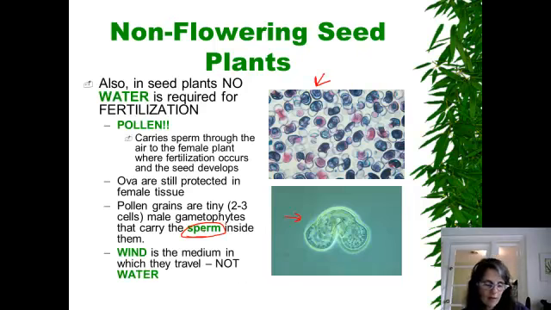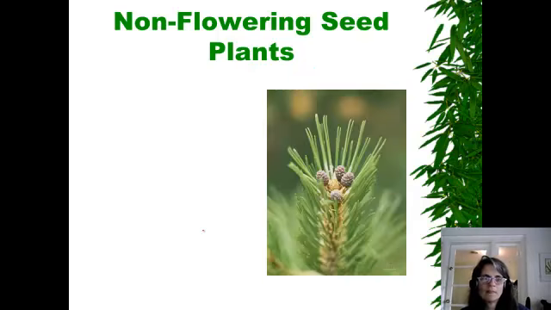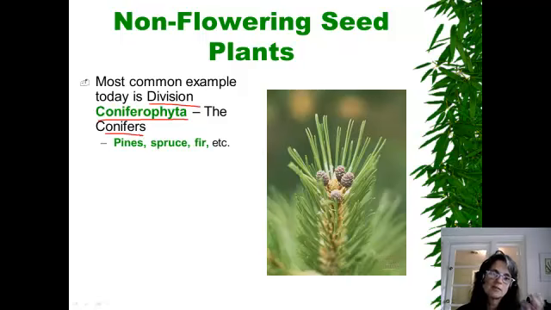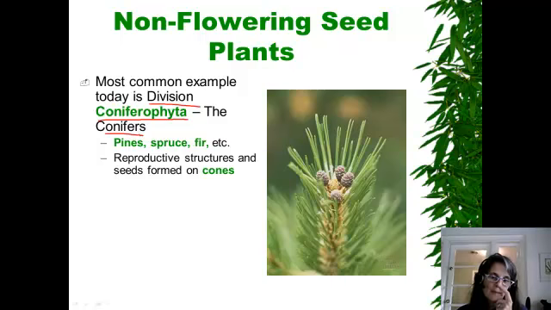Later on in the flowering plants we will see pollinators take a role, but in the gymnosperms it's all wind. Now, there are several examples, but the most common one is division Coniferophyta, or the conifers, the cone plants, evergreens like pines, spruce, fir. The reproductive structures you can see here, these are little cones growing on this end of this tree.